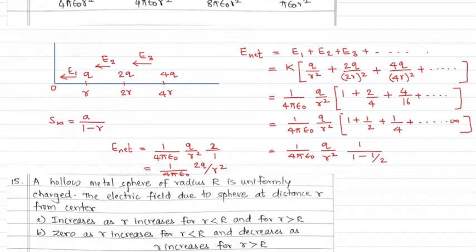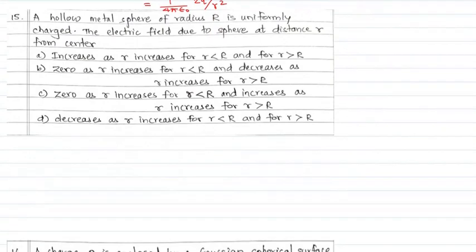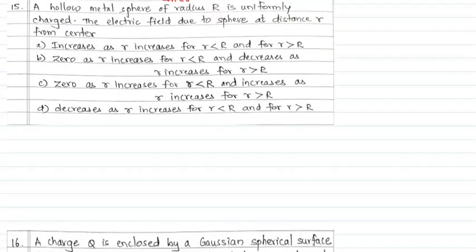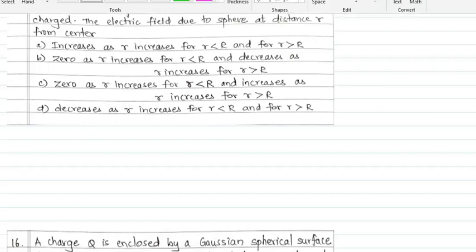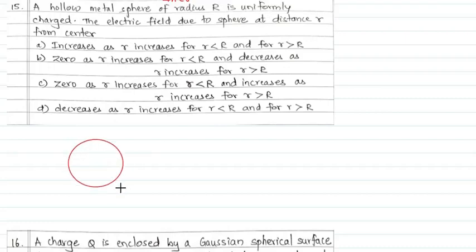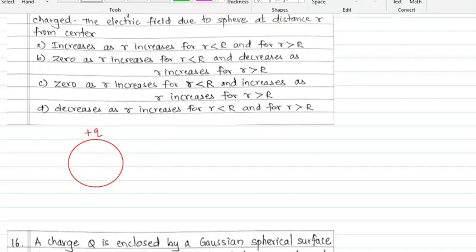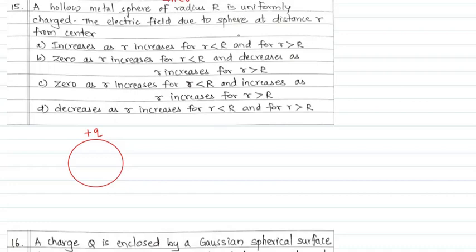Next one. A hollow metal sphere of radius r is uniformly charged. So there is a sphere which is charged uniformly. I will take plus q charge on it. The electric field due to the sphere at a distance r from the center. I will take the center as O. You are required to find the electric field from the center.